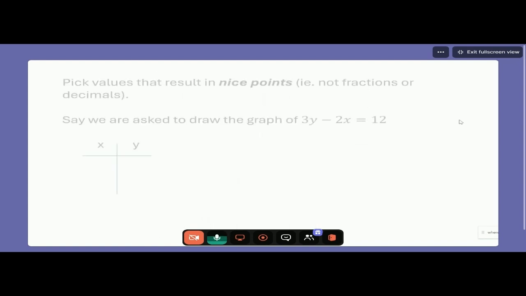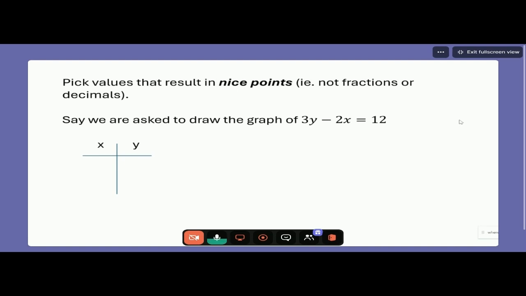Okay, let's try another one that's not quite so straightforward. So here you see we have another equation, 3y minus 2x equals 12. And unlike the last one, we don't have y isolated. That's fine. We can still plug in anything we want for x or for y, and then solve for the other one using how we know how to solve equations. And you'll see I have a little note up at the top there. We want to find nice points. We want to avoid fraction points because it's really hard to graph a fraction accurately. You want nice whole numbers if you can possibly get them.